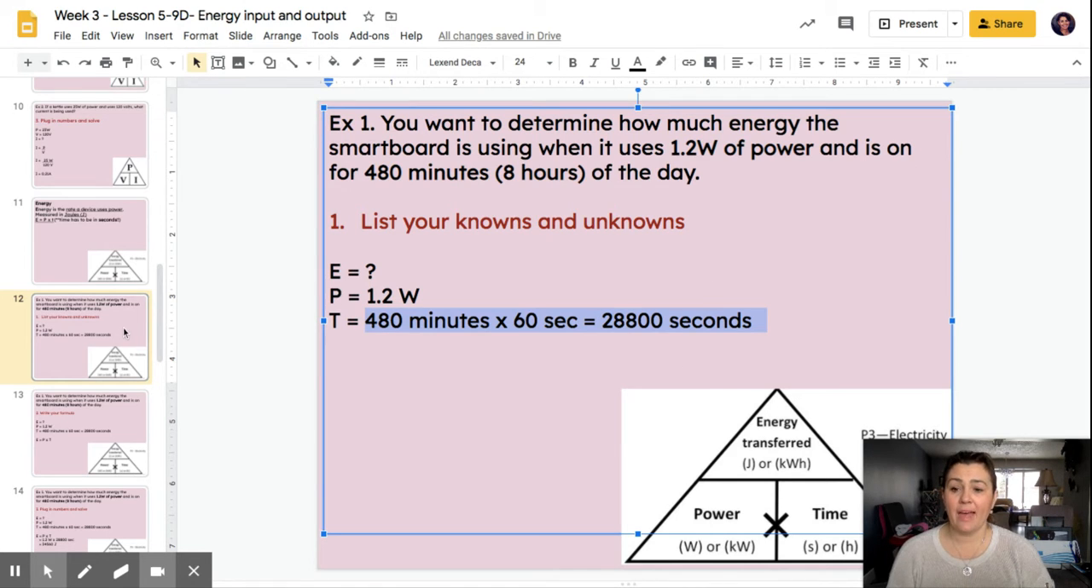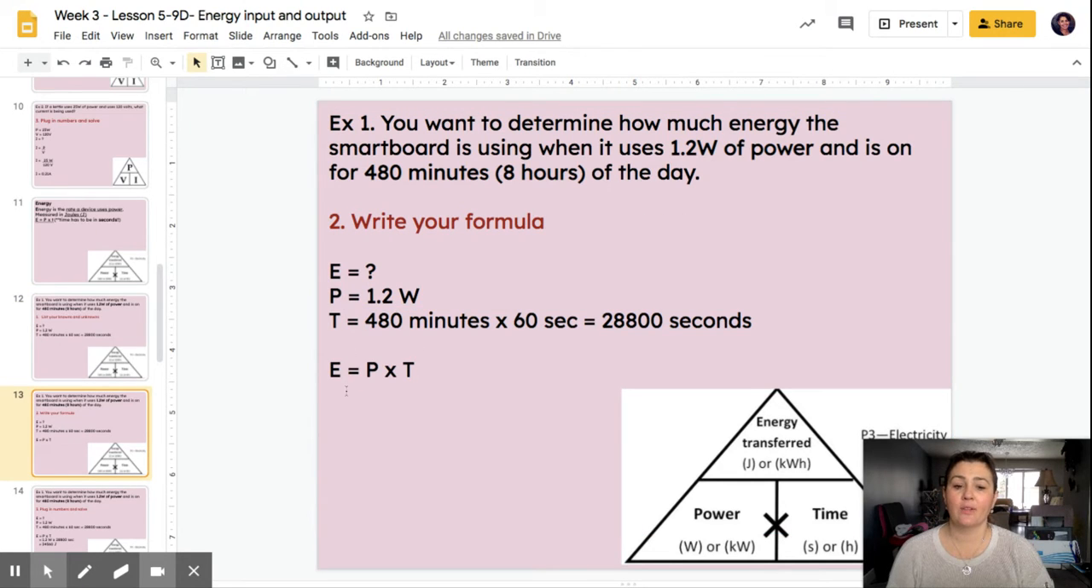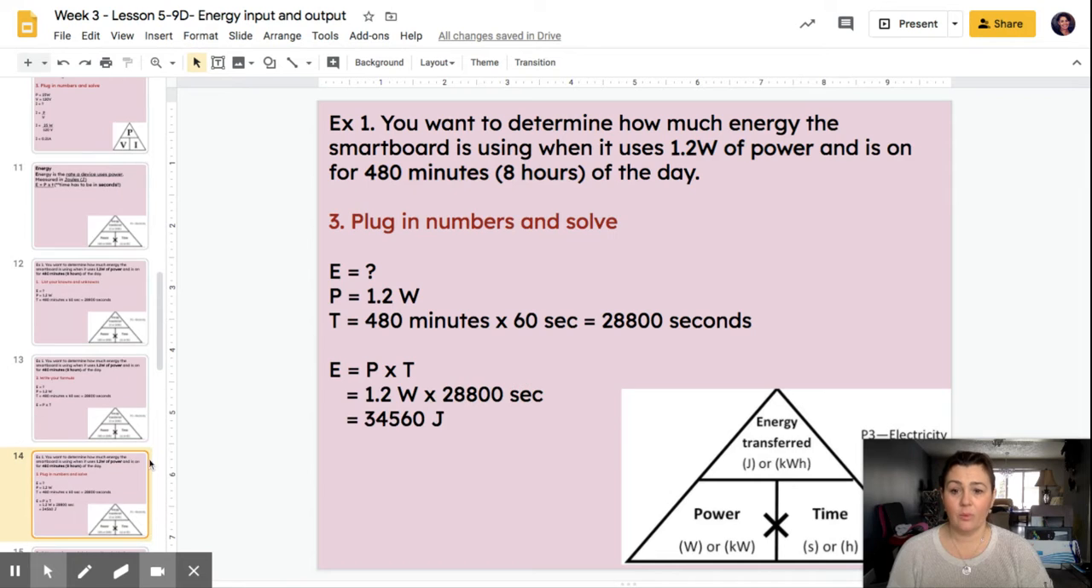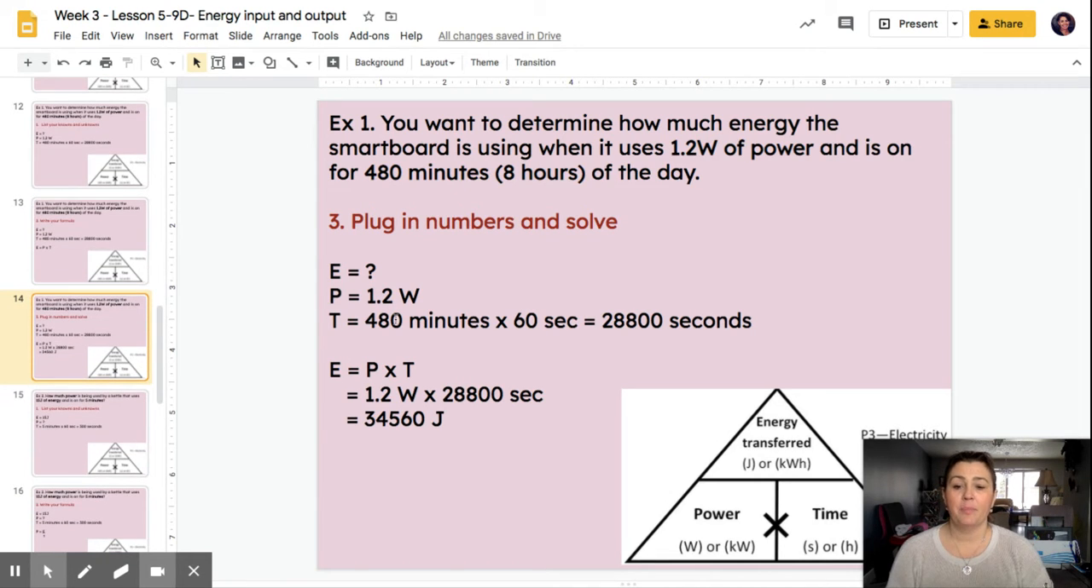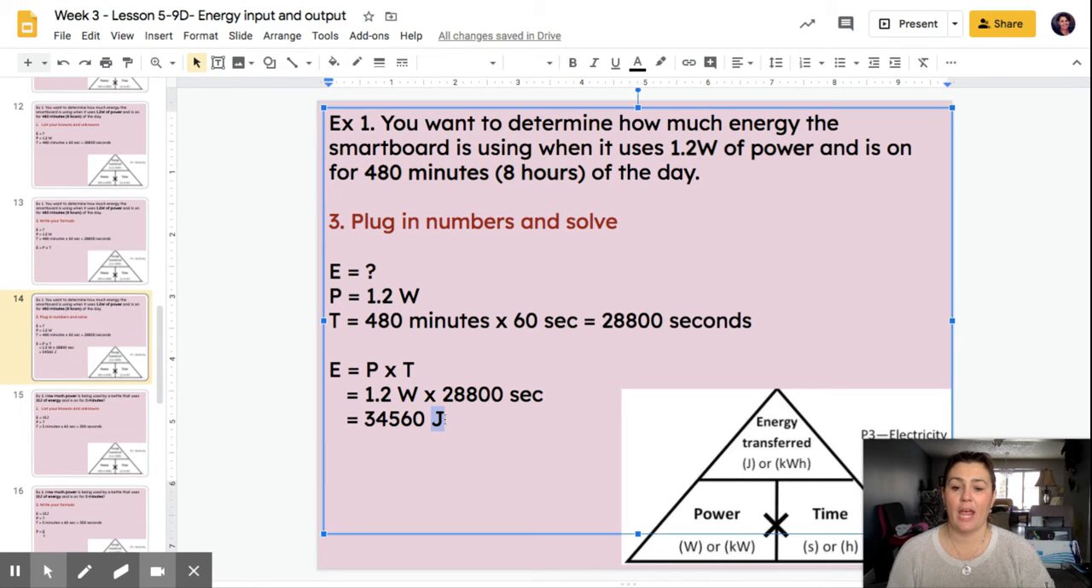Now that we have that, we can just substitute in. First we write down the formula, E equals P times T, and we substitute. P is 1.2 watts, and time is 28,800 seconds. Once you have that, you multiply them together, and you're going to get an answer in the unit J, J meaning joules.